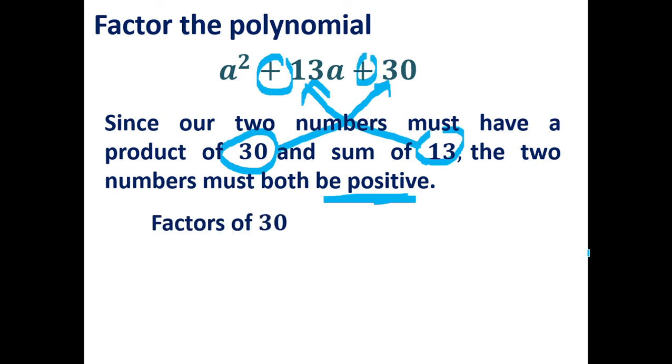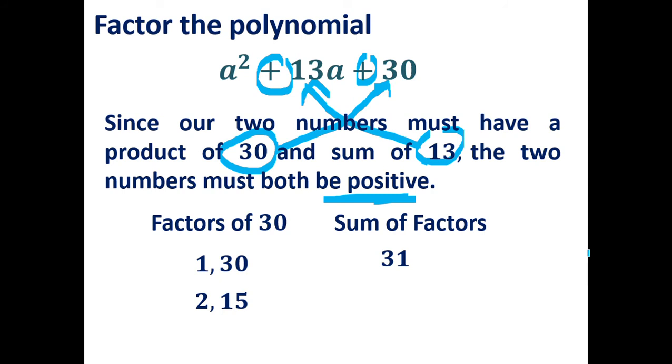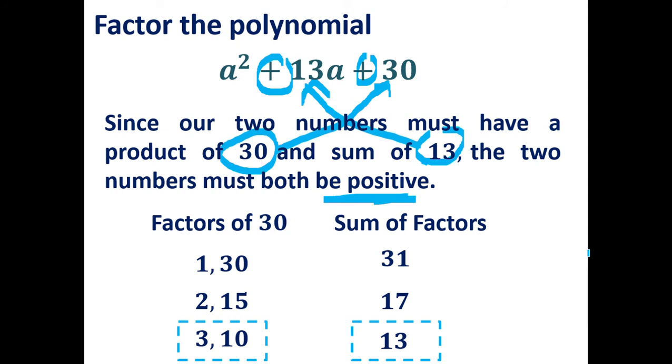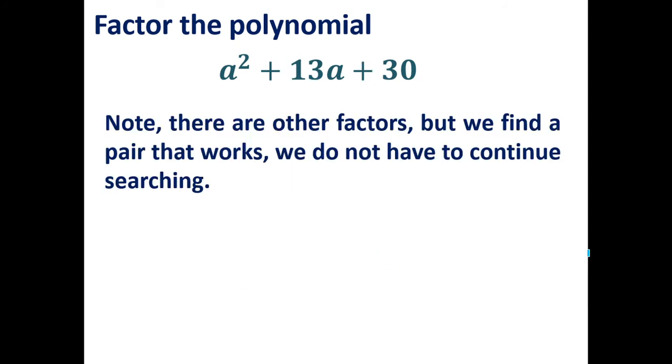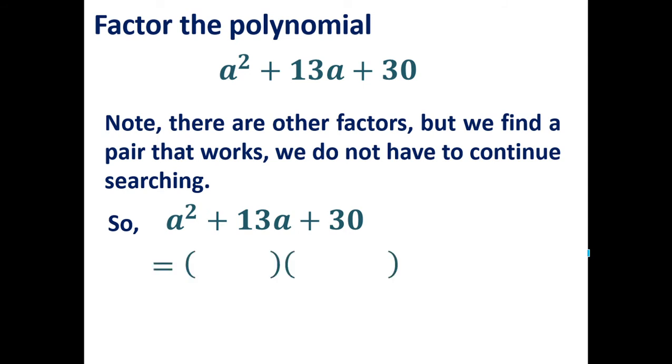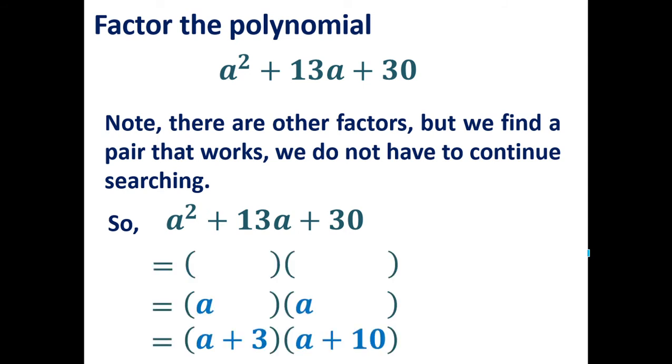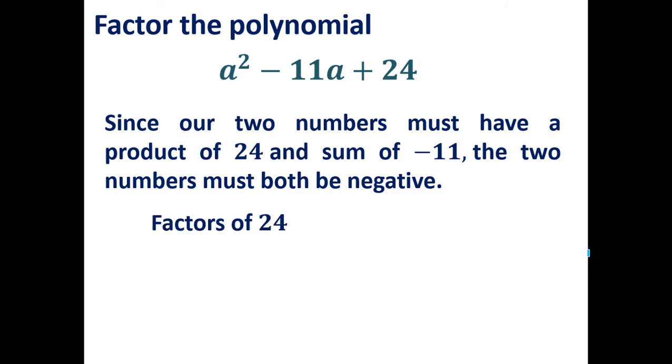So, look natin ang factors ng 30. Factors ng 30 ay 1 and 30. Pero pag pinag-add natin yan, 31. 2 and 15. Pag ipinag-add natin yan is 17. Pero 3 and 10 is 13. So, probably, ito ang ating factor. Check natin. So note there are other factors, but we find a pair that works. So we do not have to continue searching. So a squared plus 13a is equal to here. Di ba? Yan ang kailangan natin gagawin. Madali lang, di ba?